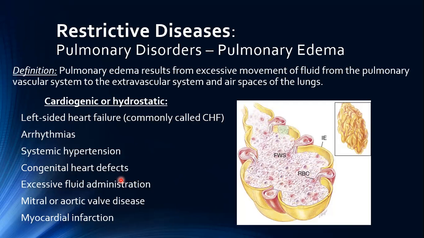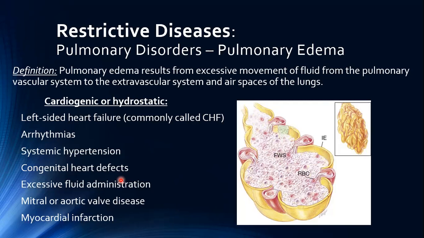You have arrhythmias, right? If you have systemic hypertension, somebody who has high blood pressure. If you have congenital heart defects, excessive fluid administration, if you gave the patient too much fluid, right? If the nurse is giving boluses of IV normal saline, and they're giving too much, then the heart can't keep up with it and it starts to back up. Okay, you have to be careful with that.